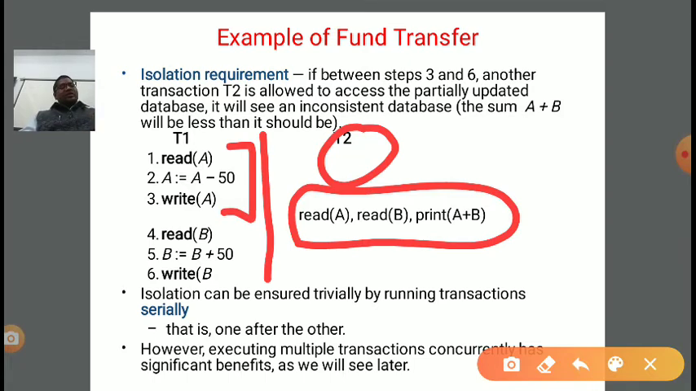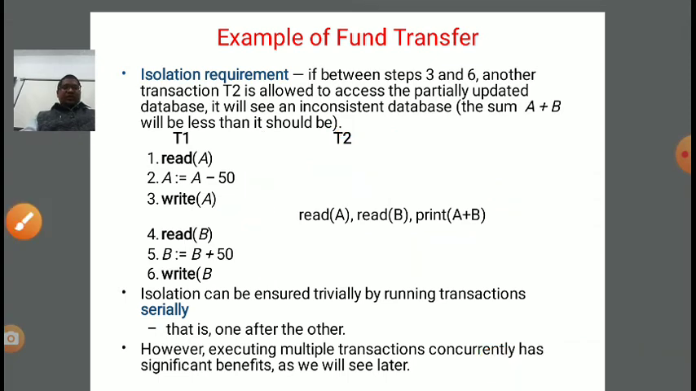Why? Because initially A was 1000 in the database, now after the third step it is 950 after the 50 deduction. So T2 will read the value 950, not 1000. And the B value will be read as 700. So 700 plus 950 is 1650, and for maintaining consistency the value should be 1700. So the T2 transaction will see the inconsistency, right? Why? Because they are influencing the values of each other.